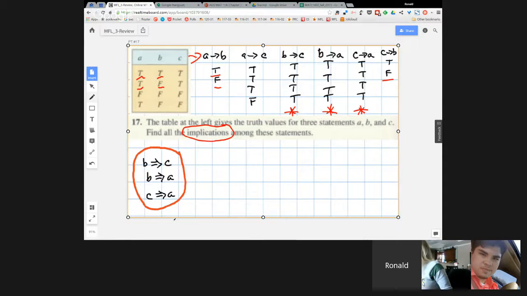So in other words, I stuck with the A's first and got those out of the way. Then let's start with B: if B then C, if B then A. Then I'll start with C: if C then A, if C then B. And then I just went through using this little table over here and found the truth values.